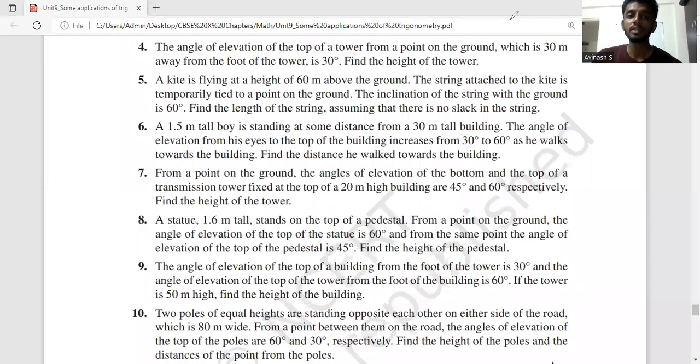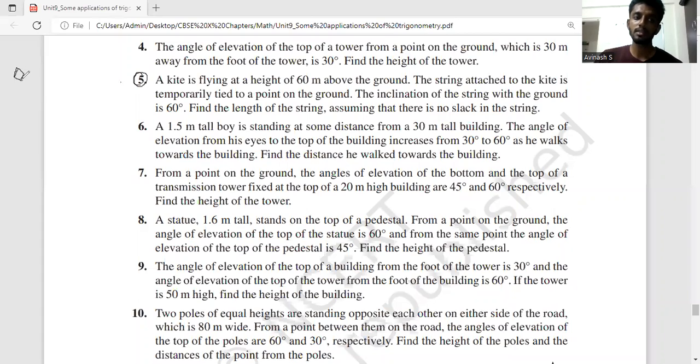So let us try to draw the diagram for the fifth question. Drawing the diagram from the conditions given in the question is very, very important. So we are in question 5. A kite is flying at a height of 60 meters above the ground. Let me try to draw the diagram.